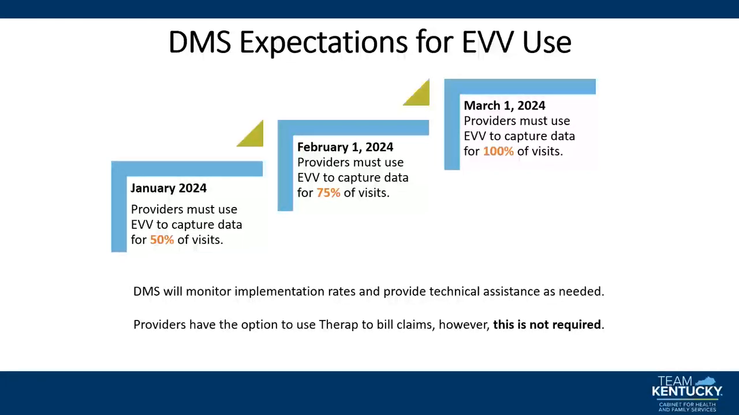Providers, again, have the option to use Therap for billing. That is not required. So you can continue to bill the way that you do today if you bill through Kentucky HealthNet. If you have a third-party biller, you can continue to do that moving forward. But there is the option to use Therap to bill those services, and they will provide assistance with that and get you set up on what you need to do to use Therap as a third-party biller.